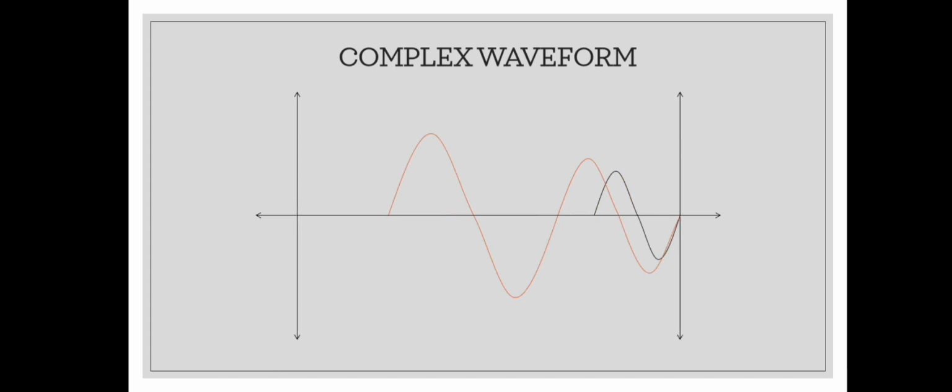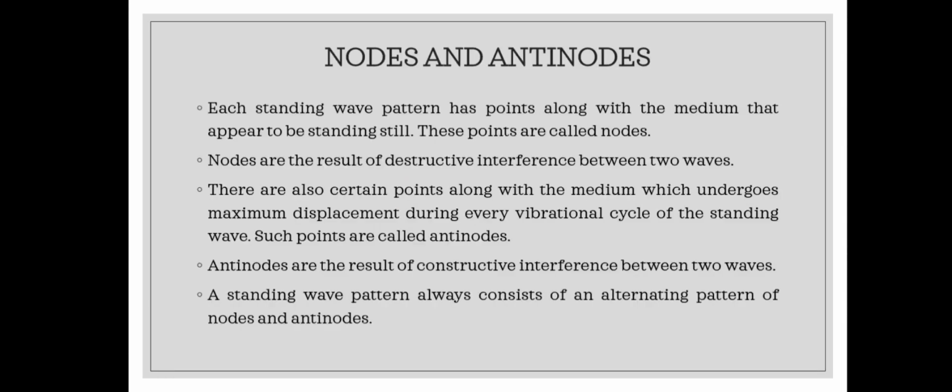So this doesn't result in a stationary wave pattern. You need a waveform that has the same frequency and amplitude so that the reflected wave also interacts with the incoming wave in such a way that it results in predictable constructive interference and destructive interference, which leads to a stationary wave pattern. Alright, let's talk about nodes and antinodes.